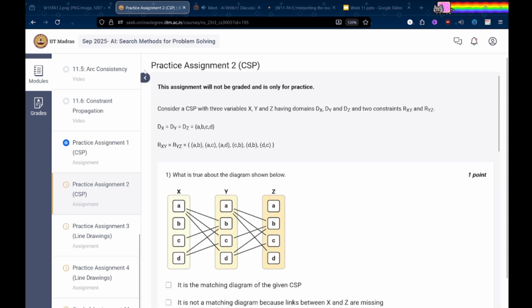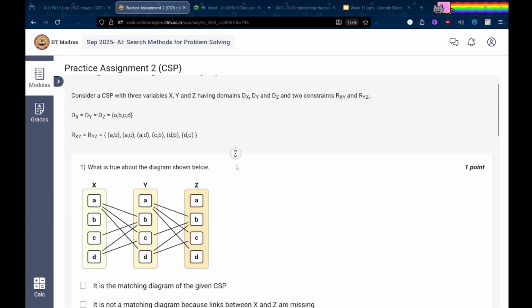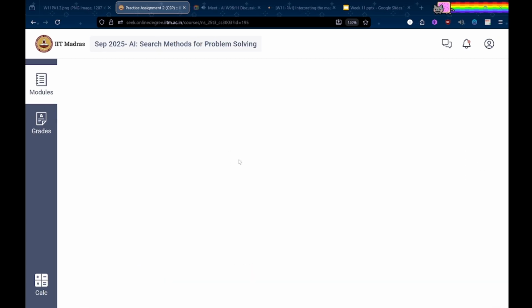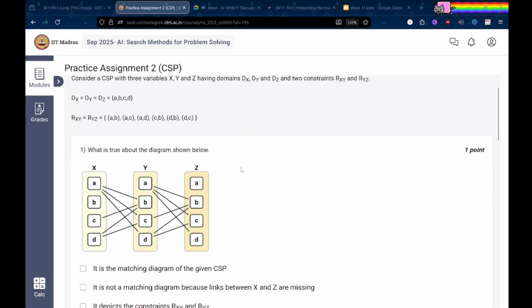Should I zoom in? Okay, 133% is the limit. So these are given as the domain and these are given as the relations, right? It is the matching diagram, so we can just see whether AB has a node, AB, yes, or let's just copy this thing.